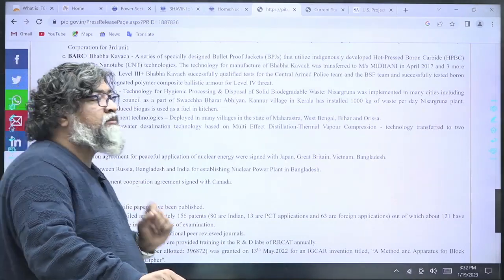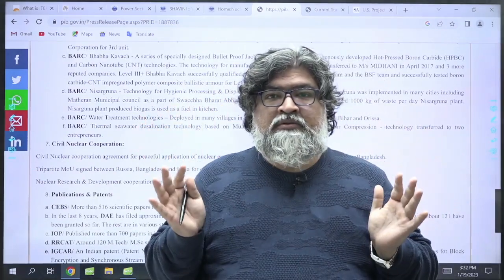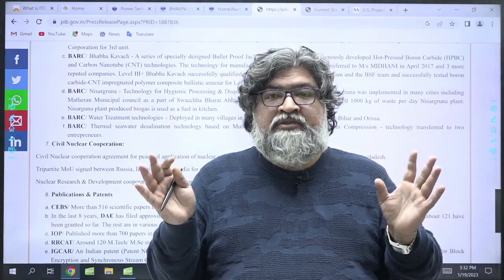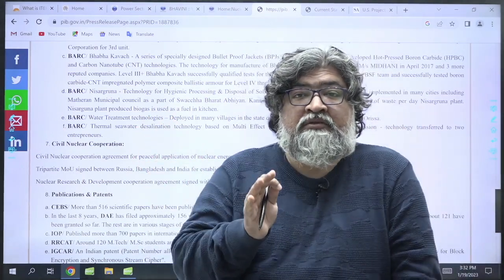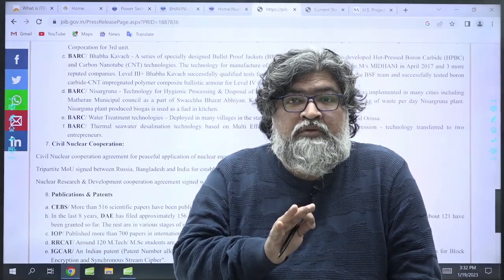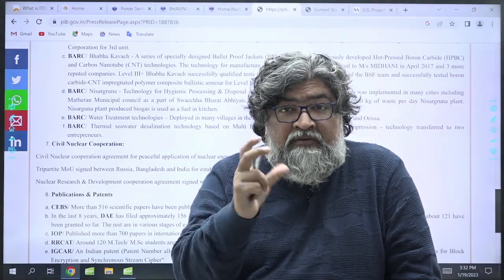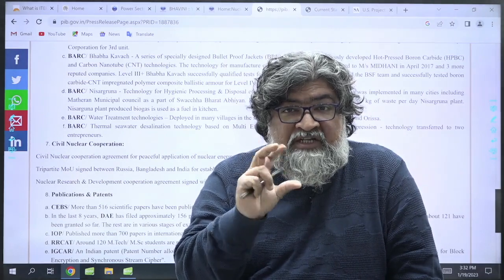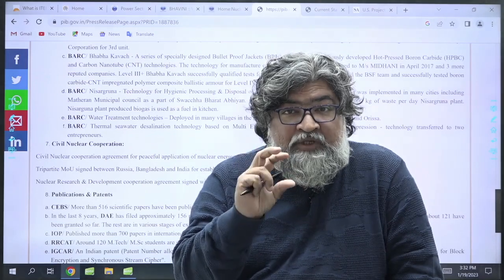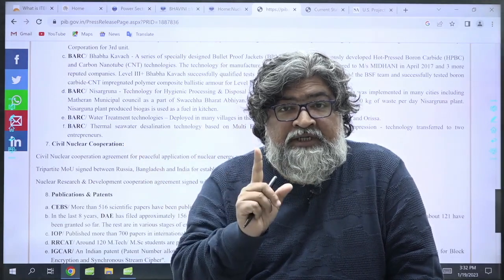Then coming to Nisarga Runa, it is a plant, a municipal solid waste management plant, which can convert biodegradable solid waste into methane gas, biomethanation, and the remaining leftover, the sludge, slurry, organic manure, green manure, can be used as fertilizers in the farmland. Bahut important technology hai Nisarga Runa.